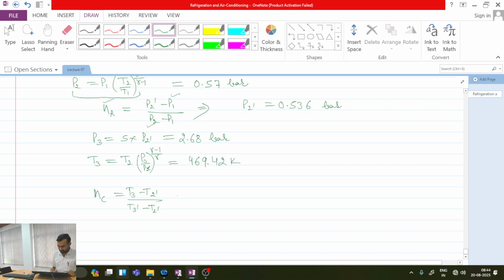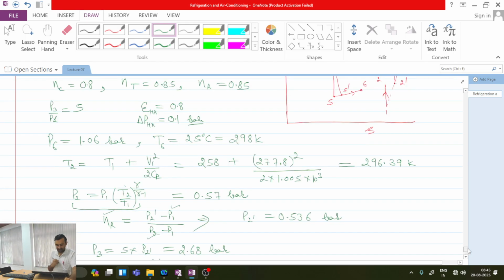So what is the compressor efficiency? Tell me, how much is it given? 0.8. T3 we have calculated, 469.42. T2 dash, have I calculated T2 dash or not? Okay, so now I also need to calculate T2 dash. How can you calculate T2 dash?